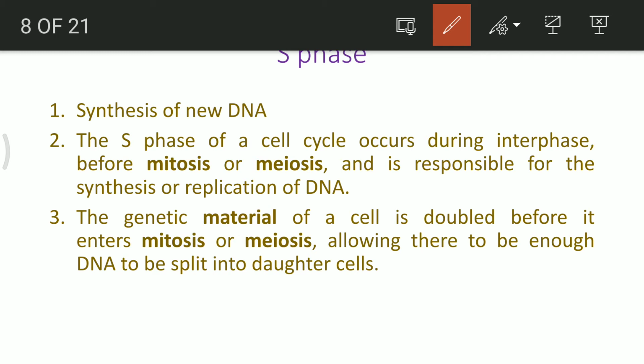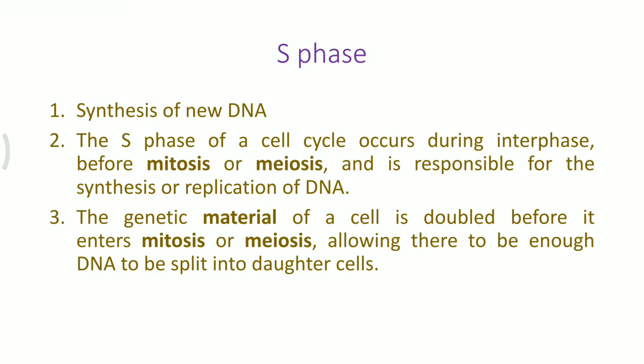So in case of a yeast cell, one cell is dividing into two cells in just a few minutes, whereas in case of a mammalian cell, it takes one day for one cell to become two. In interphase, the longest phase is the S phase. It takes around 7 to 8 hours.